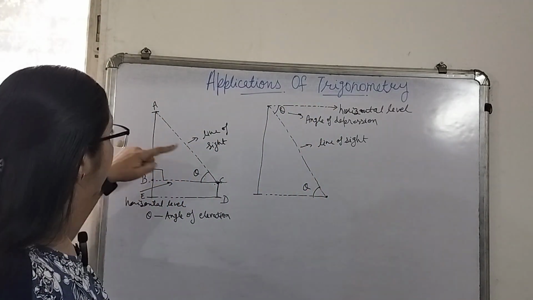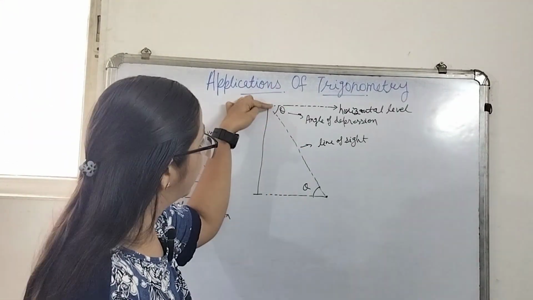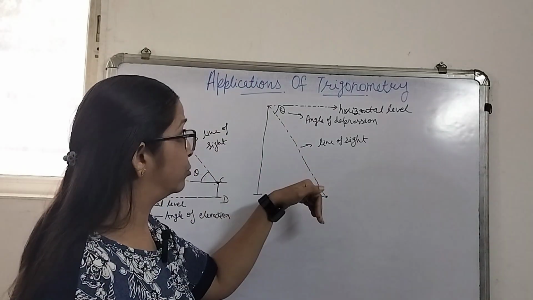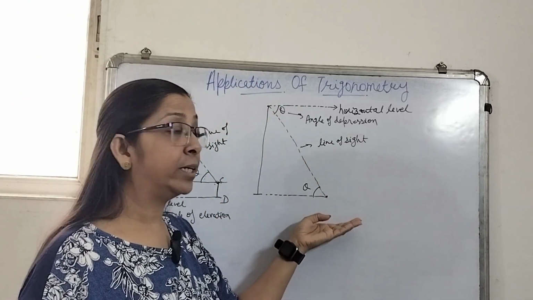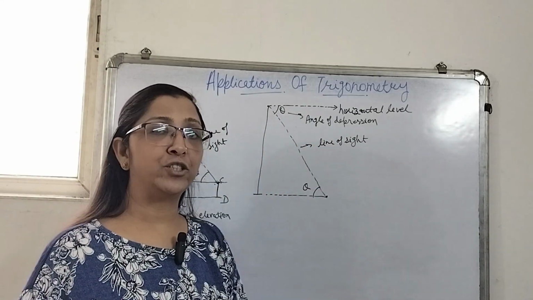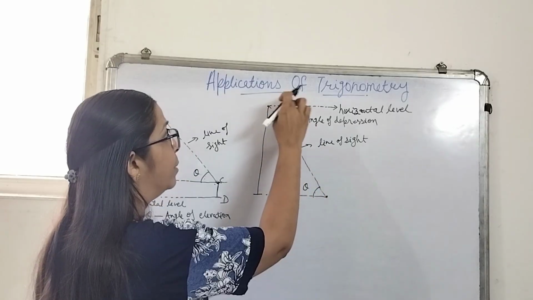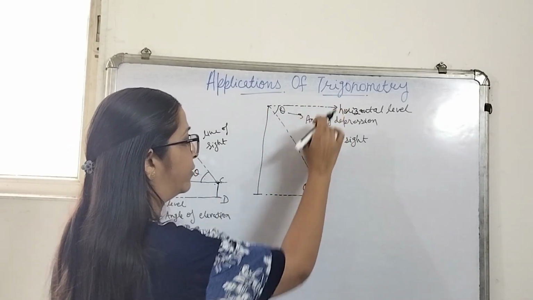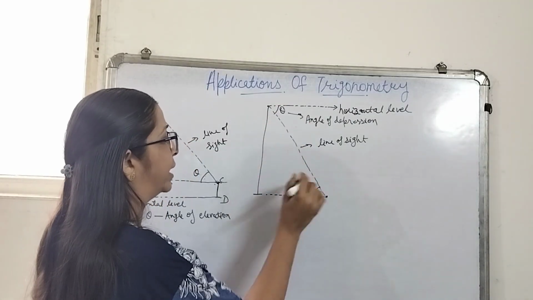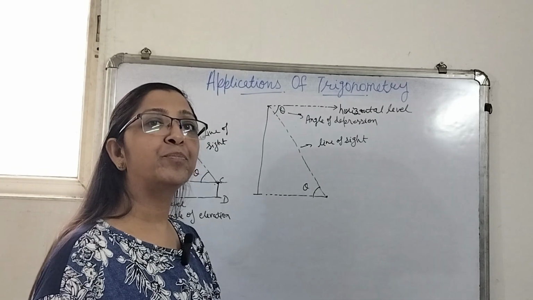In the previous case the line of sight was above the horizontal level, but in this case the line of sight is below the horizontal level, or we have to look down to observe the object. So in such cases your angle is the angle of depression. This angle of depression and this theta both will be the same because the horizontal level and the ground level are parallel to each other and they form alternate angles. That's the reason these two angles will be equal.